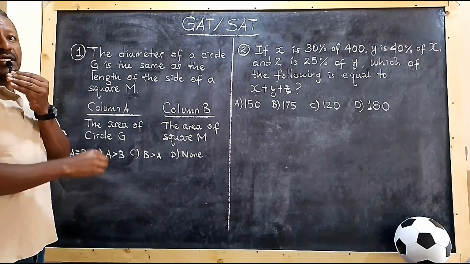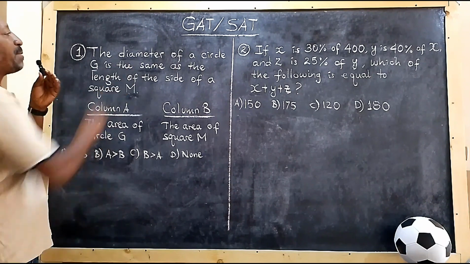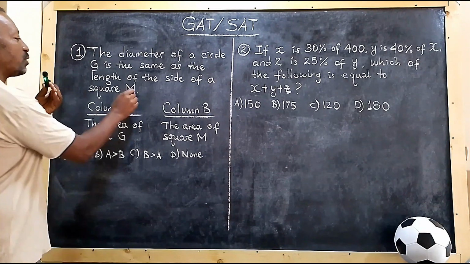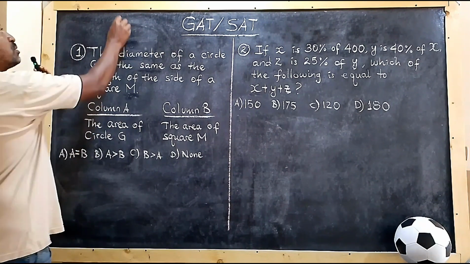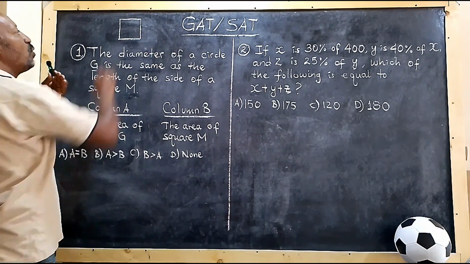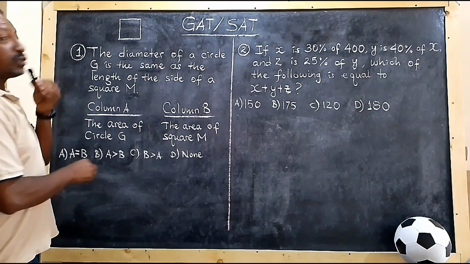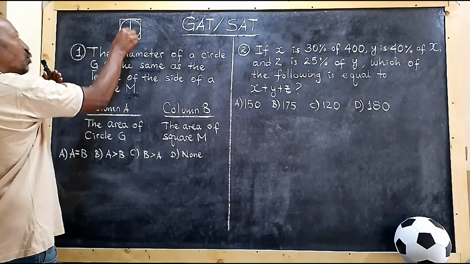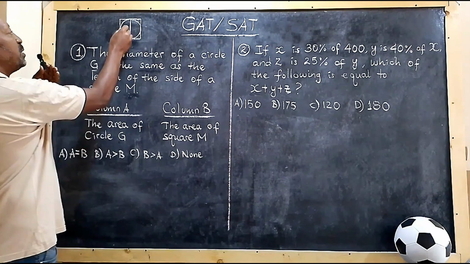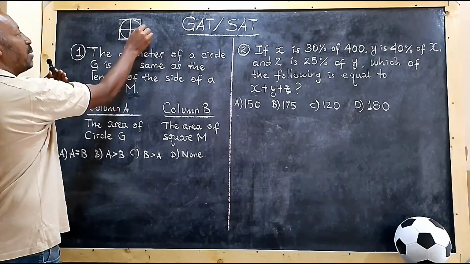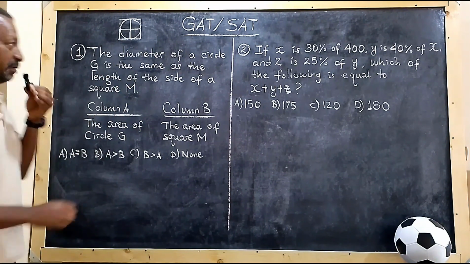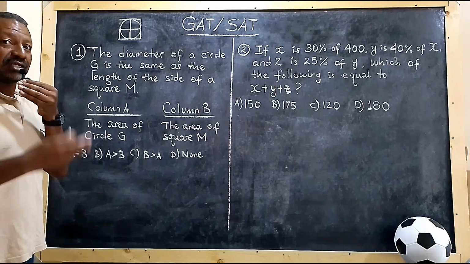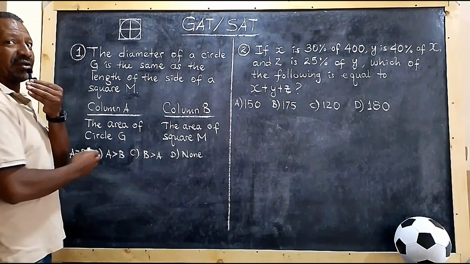So let's see. By just looking at the question, it says the diameter of a circle G is the same as the length of the side of the square N. A square means all sides are equal, right? The diameter of this circle is the same as the side, which means this side and this diameter are all equal. Which area is greater, the square or the circle? Definitely the square.